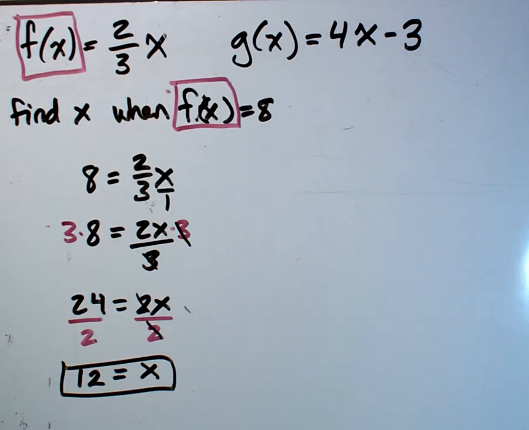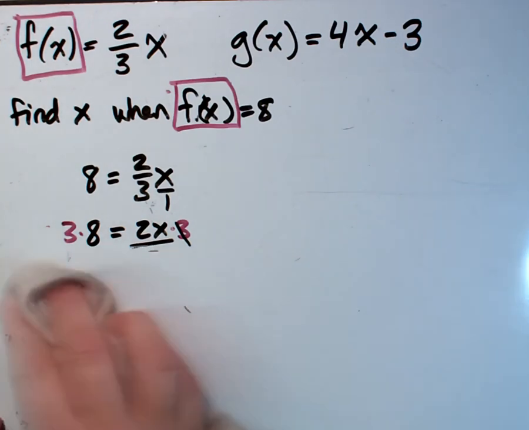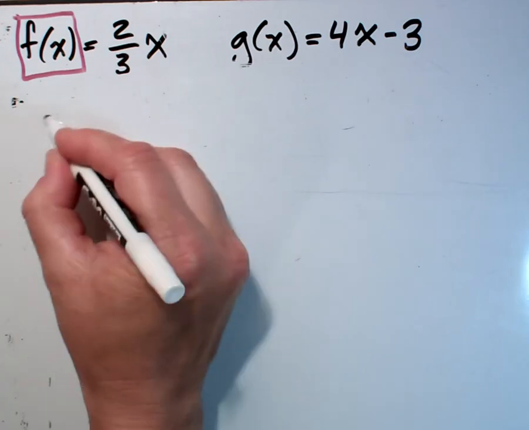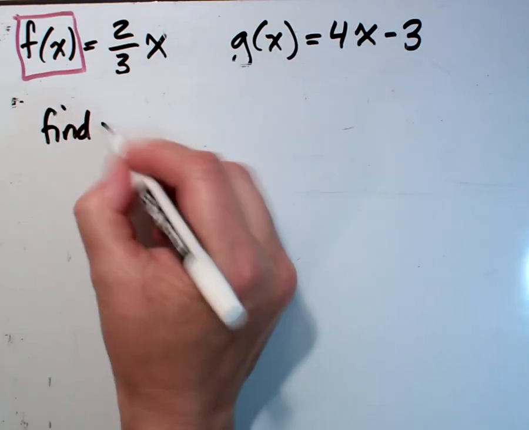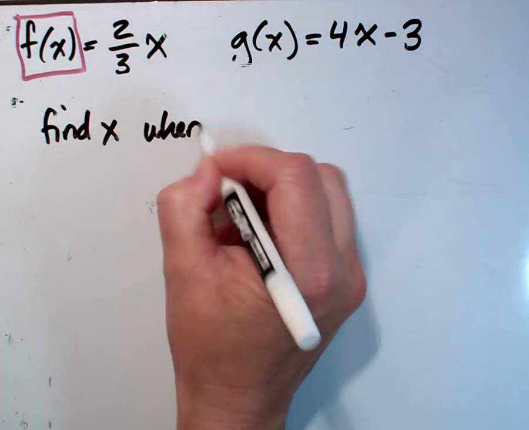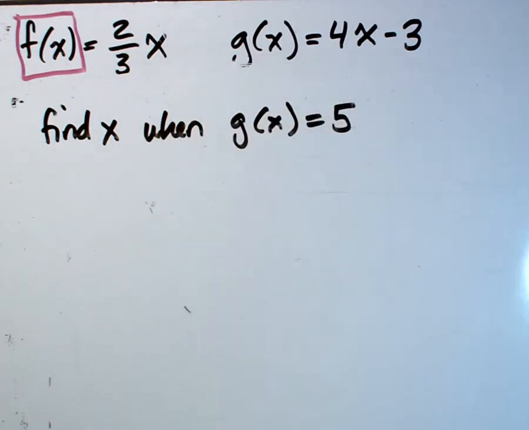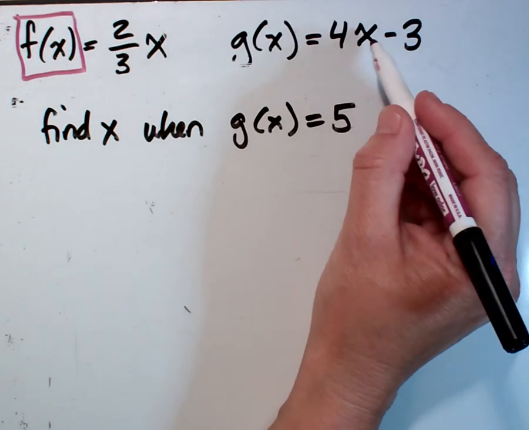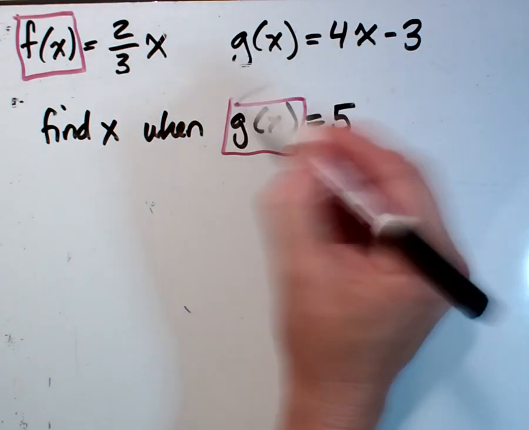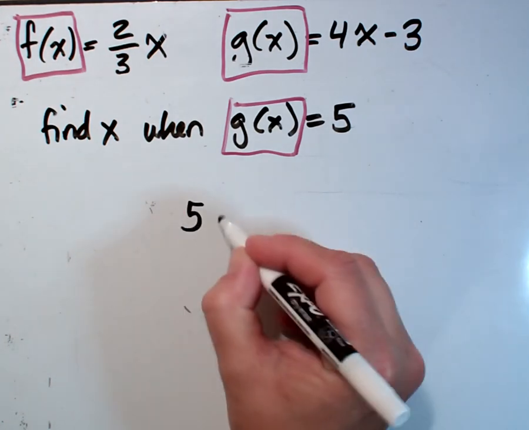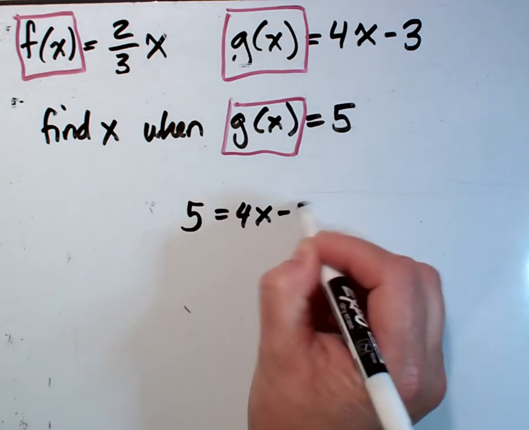All right, let's try another one. What if I ask you to find x when g of x is equal to 5? Well, since they're talking about g of x, I'm going to need this function g right here. G of x is equal to 5. G of x is equal to 4x minus 3. So I can write the equation 5 is equal to 4x minus 3.